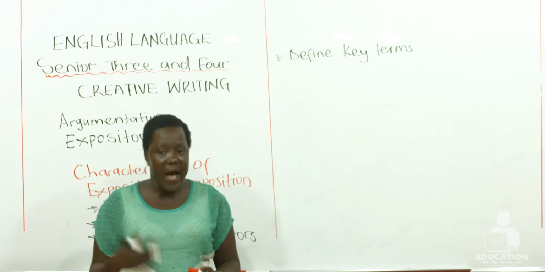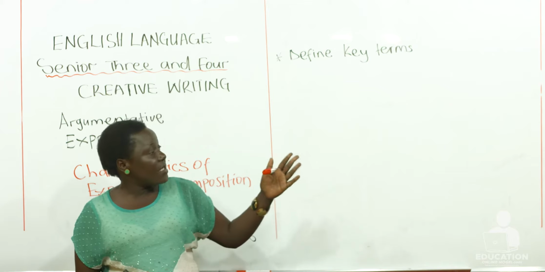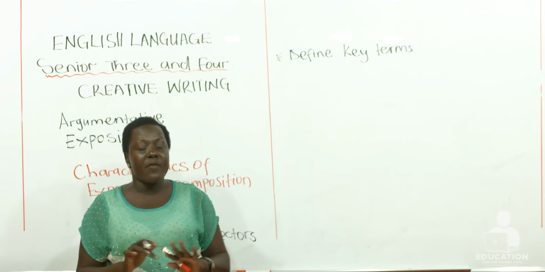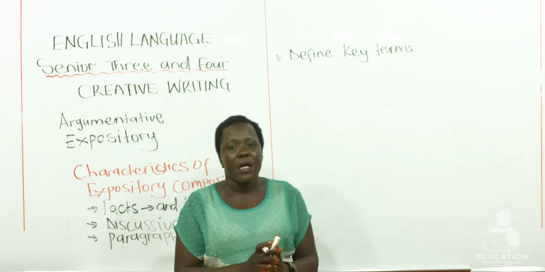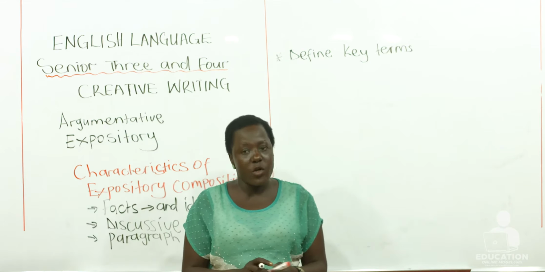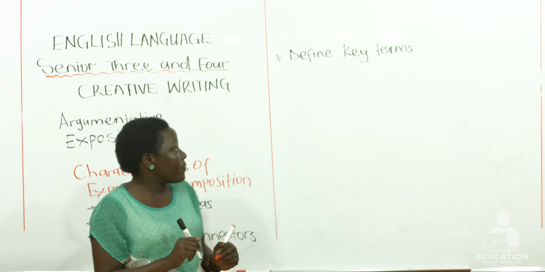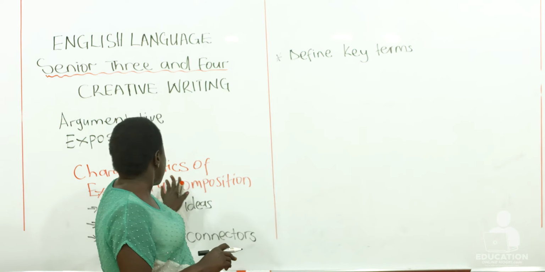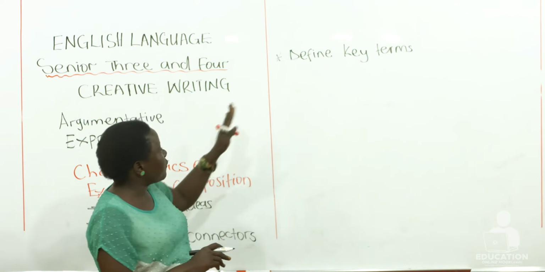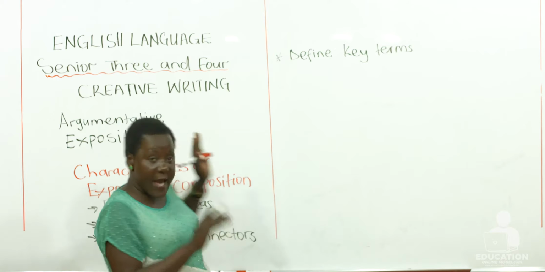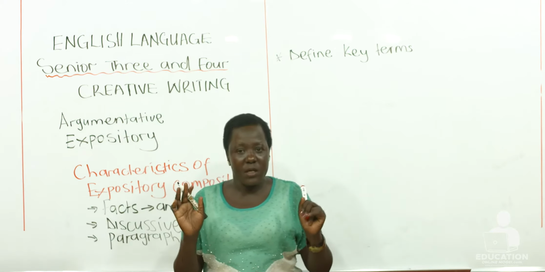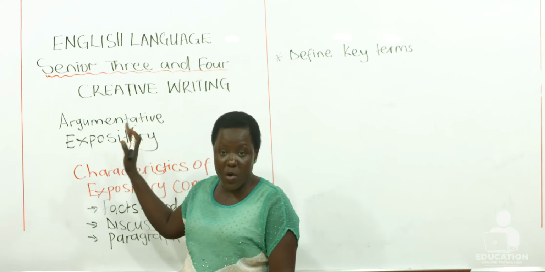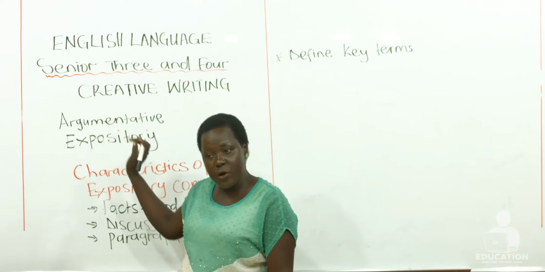You must relate the ideas from the first idea, which is in the first paragraph or second paragraph, to the next, until you have exhausted all the ideas that you want to put down in writing. So some of these are the characteristics of what we call expository composition. So expository is the sister of argumentative composition, or is the relative of argumentative composition.